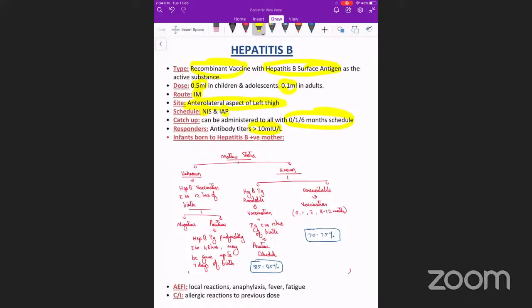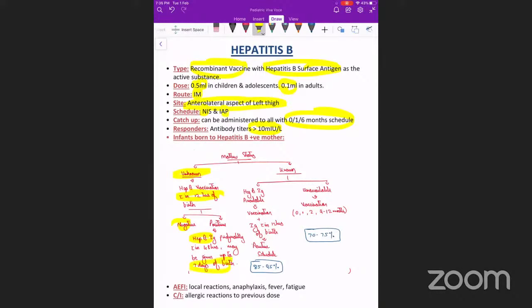The first scenario is where the mother's status is unknown. The mother might come up and you might have an emergency delivered baby. So in that case, you don't know the status of the mother. What do we do at that time? We give the first dose of hepatitis B within 12 hours of birth. Then if the mother is negative, well and good. But if the mother is positive, in that case, within 48 hours, we give hepatitis B immunoglobulin. Preferably within 48 hours.